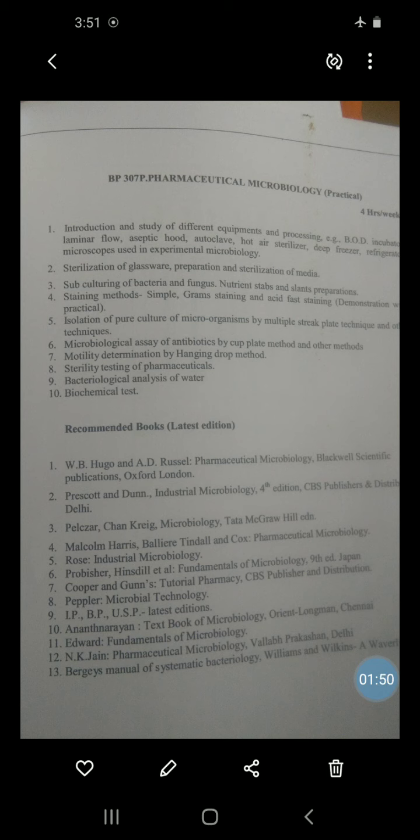Some types of bacteria resist decoloration by acid as well as alcohol, or both acid and alcohol, hence they are called acid fast organisms. What is an acid fast organism? It means a bacterium that resists decoloration by acid as well as alcohol.